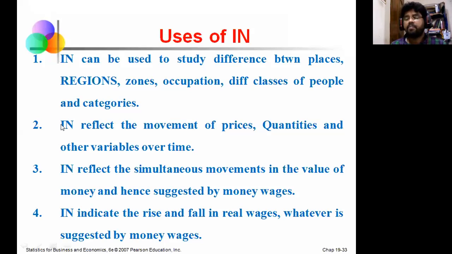Then the second use is, the index number reflects the movement of prices and quantities and other variables over time. Generally, when we are estimating the unweighted index number or weighted index number, we have considered the weightage, how much quantity you purchase. Later on, when you estimate Laspeyres and Paasche, somebody has taken the base year as the quantity and somebody has taken the current year quantity as the base. Some people take the base year quantity.